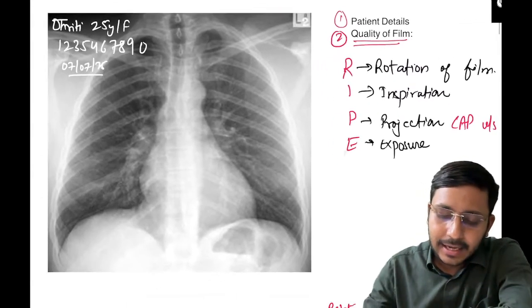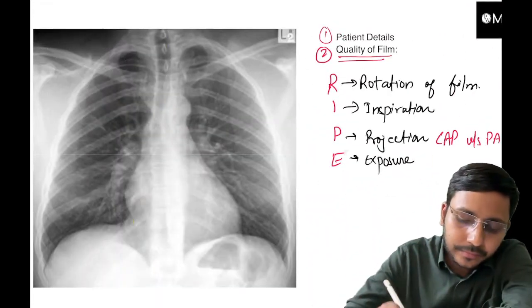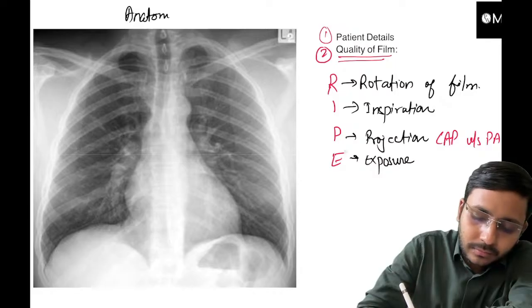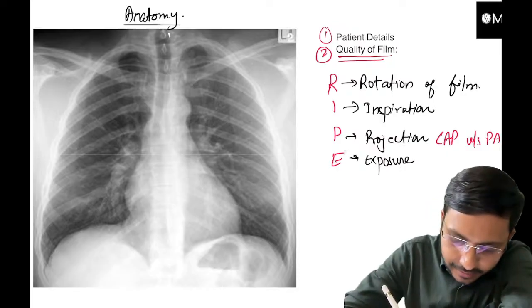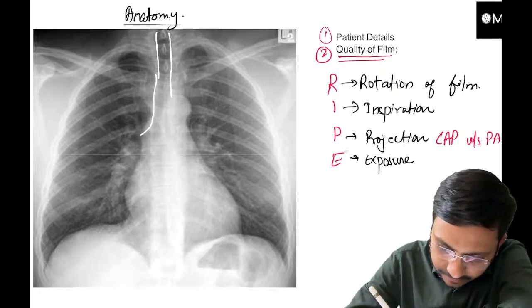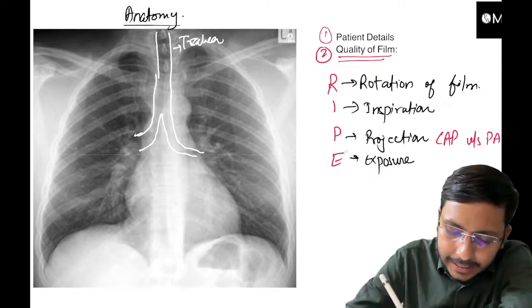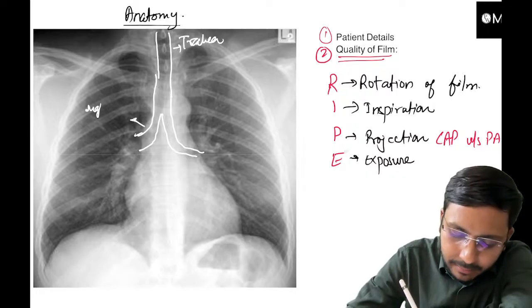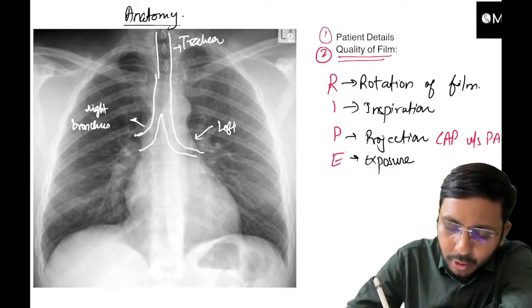Now let's understand the anatomy of the chest X-ray also. Let's understand the anatomy. So from above downwards, we have trachea, this black structure which is dividing like this. This is the trachea, and it divides into the right bronchus and the left bronchus.